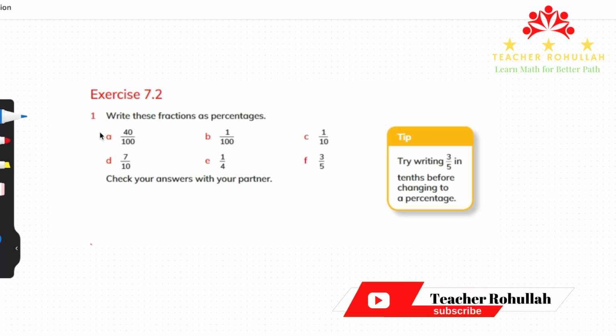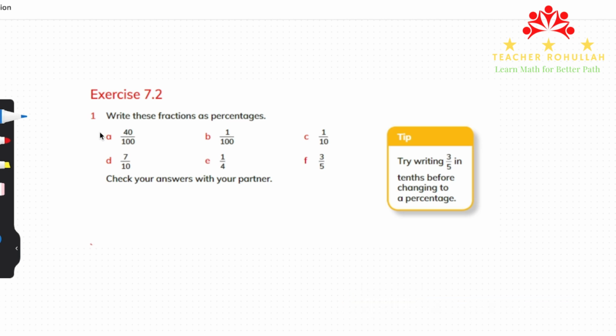In this lesson, I'm going to work on question 1 of exercise 7.2 of Cambridge Primary Mathematics Learner's Book 5. This exercise is about percentage, fraction, and decimal. Question 1 says, write these fractions as percentages. We have 6 fractions, A, B, C, D, E, and F. We have a tip saying, try writing 3/5 and tenths before changing to percentage. So we will work on it when it comes.